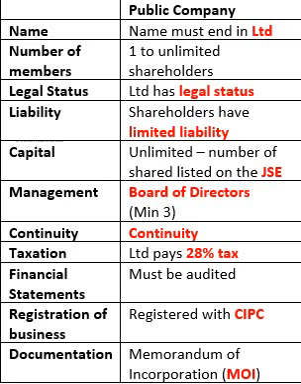In terms of continuity, remember the shares are exchanged on the stock exchange on a daily basis. So people buy and sell shares the whole time. But the company continues to exist. Doesn't matter if you are selling your shares or not. So a public company has continuity. In terms of taxation, the company pays 28% business tax.